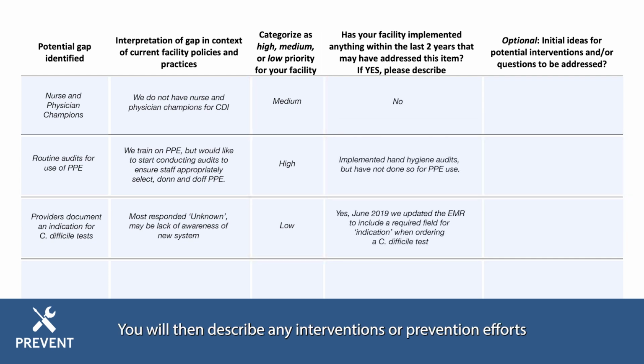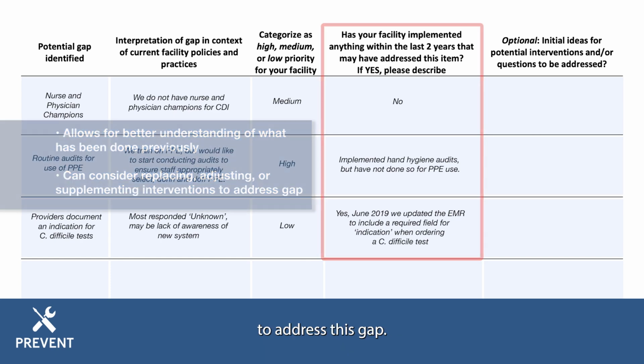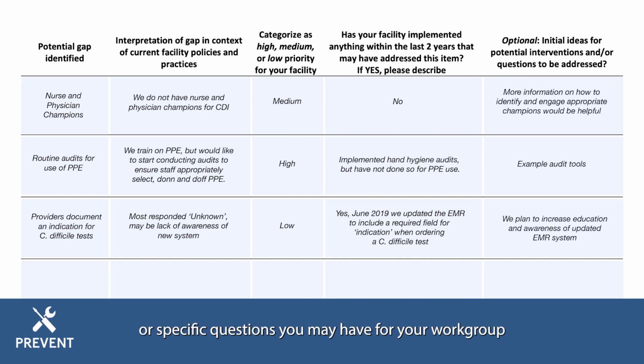You will then describe any interventions or prevention efforts specific to this gap that have been implemented within the previous 2 years, which will allow for a better understanding of what has been done previously, so you consider replacing, adjusting, or supplementing them to address this gap. Lastly, you will list any potential ideas for interventions or specific questions you may have for your workgroup or for the subject matter experts at CDC.